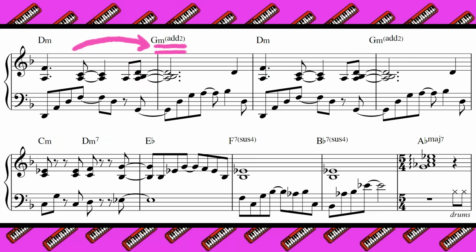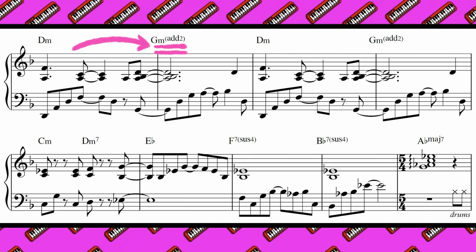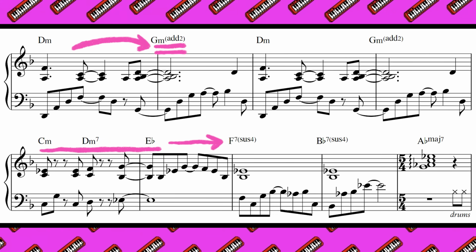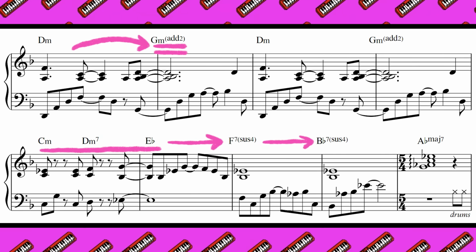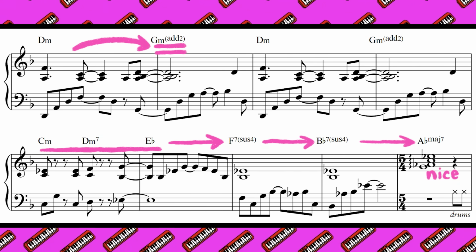After this section, we see the music use out of key notes to drift farther and farther away from the original key of F, with this C minor to D minor to E flat walk-up moving to an F sus chord, which moves to a B flat 7 sus chord, trailing off with this rolled A flat major 7 chord in the upper register.